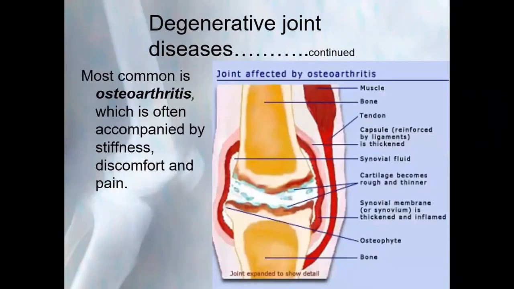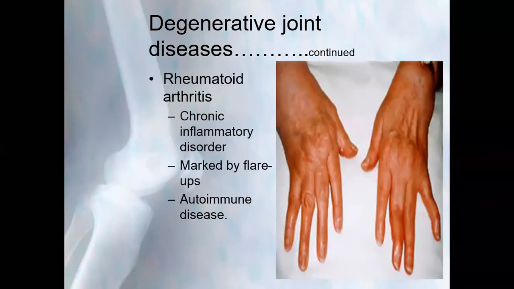The most common disease is osteoarthritis, which is often accompanied by stiffness of the bone, discomfort, and pain. Another disease is rheumatoid arthritis, a chronic inflammatory disease marked by deformed hands. This is actually an autoimmune disease.